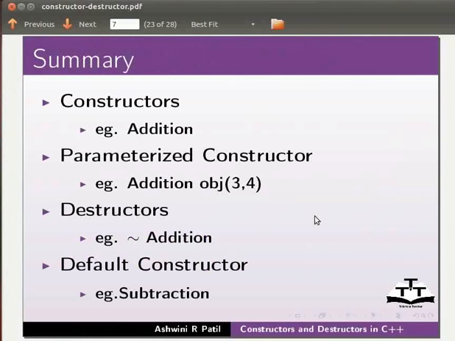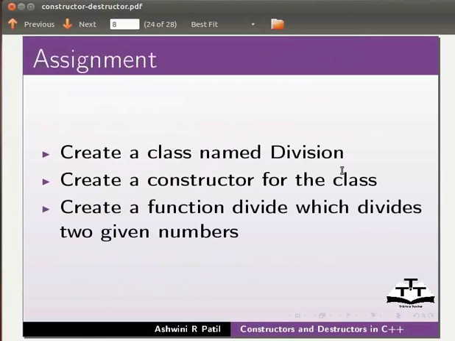Let us summarize. In this tutorial we learned constructors, example addition, parameterized constructor, example addition obj 3,4, destructors, example addition, default constructor, example subtraction. As an assignment, create a class named division, create a constructor for the class, and create a function divide which divides two given numbers.